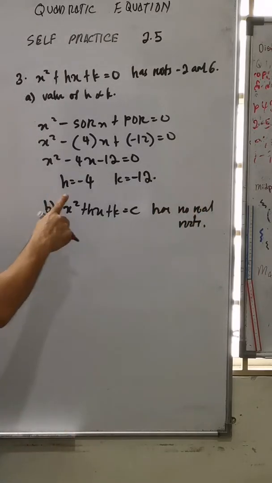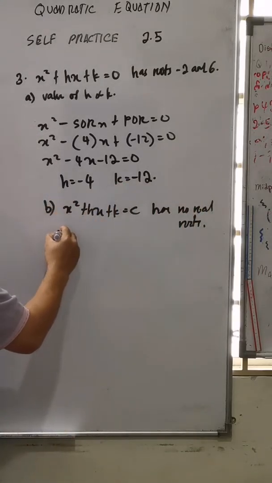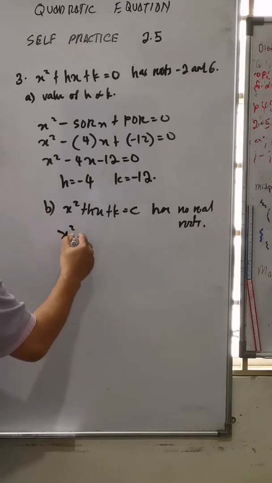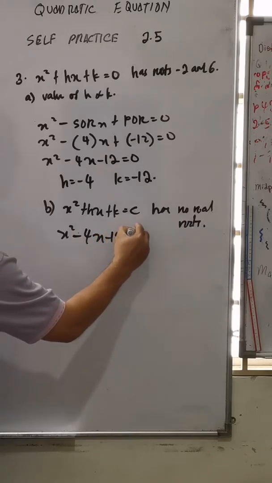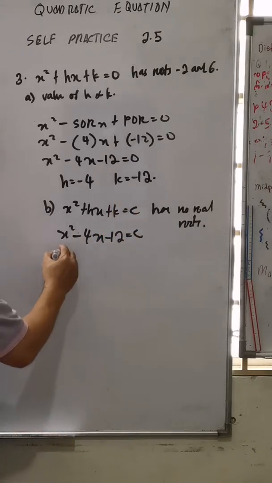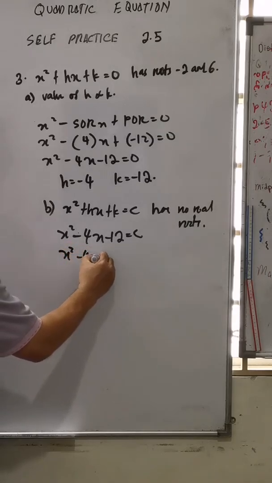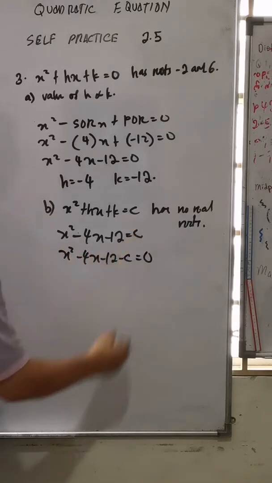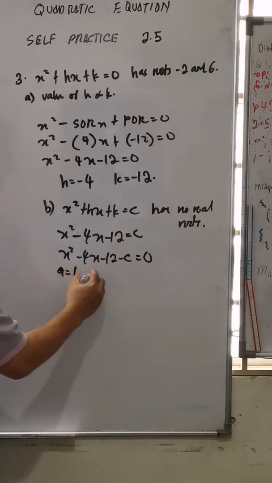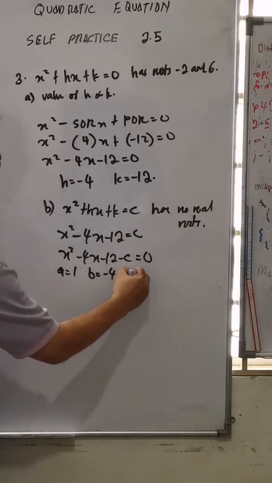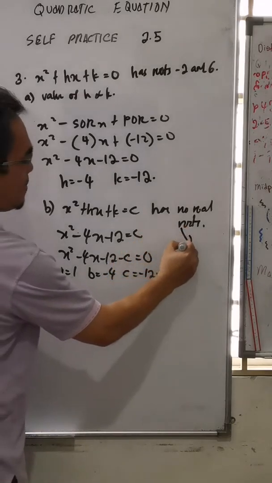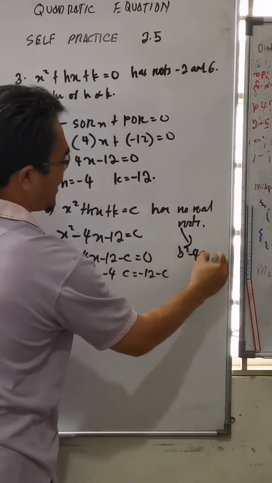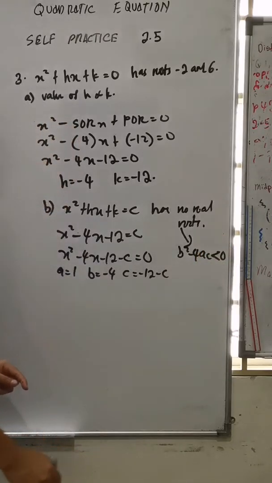So what happens? First, replace h and k. x squared minus 4x minus 12 equals c. Make this into general form: x squared minus 4x minus 12 minus c equals 0. So we have a equals 1, b is negative 4, c is negative 12 minus c. And this equation has no real root. No real root means b squared minus 4ac is less than 0.